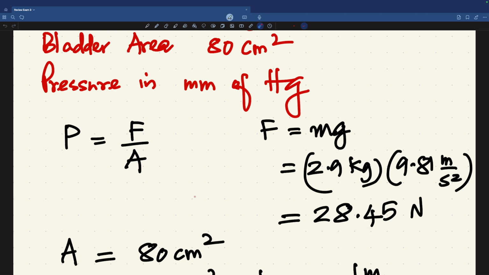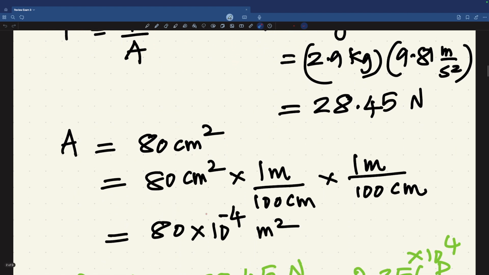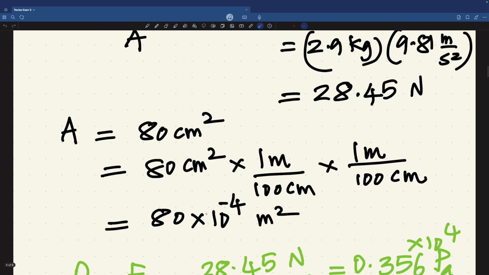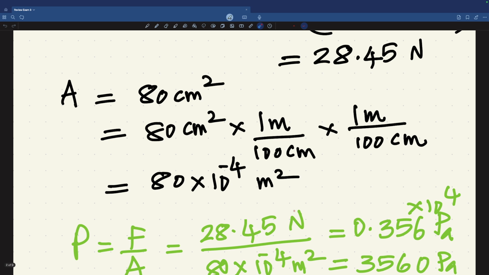Next, you have to divide it by the area. But the area is in the wrong units. We have to change centimeter square into meter square. And because 1 meter is 100 centimeter, you got to multiply it twice because it's centimeter square. Now when you do that, you get 80 times 10 to the negative 4 meters squared.